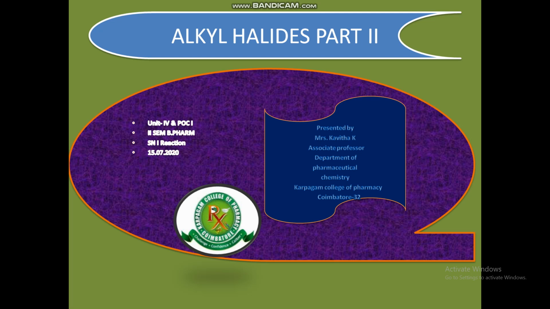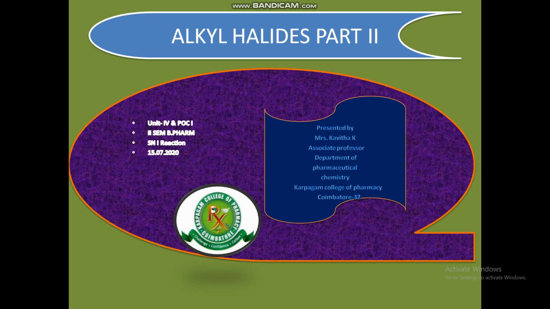In SN2, the rate determining step of the nucleophilic substitution reaction involves both the substrate and the nucleophile. In SN1, the rate determining step of the nucleophilic substitution reaction involves only the substrate, that is the alkyl halide. So the reaction is referred to as an SN1 reaction. It is first order kinetics. The rate of these reactions depends only on the concentration of alkyl halide and is independent of the concentration of the nucleophile. So that is first order kinetics.